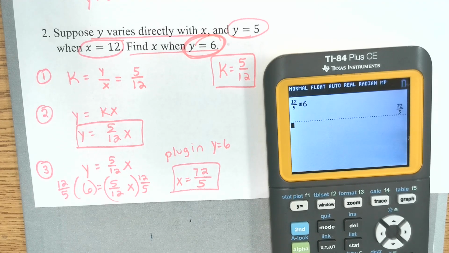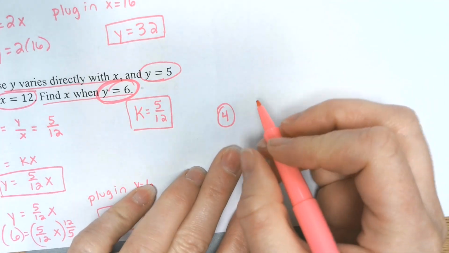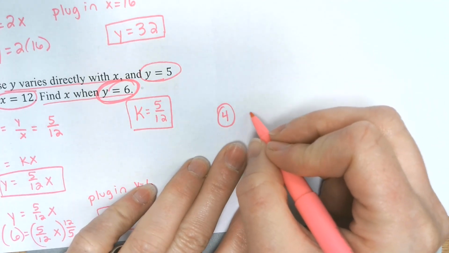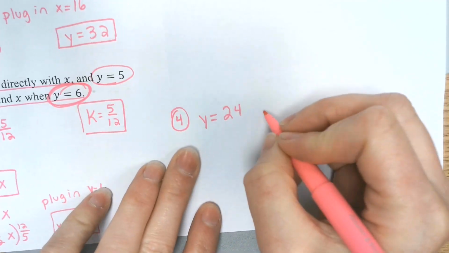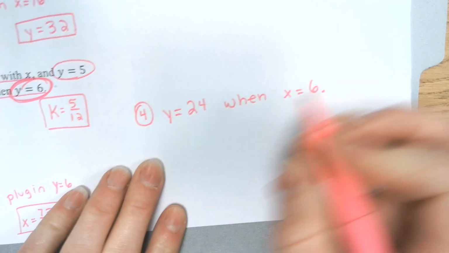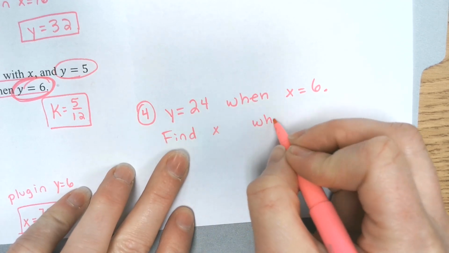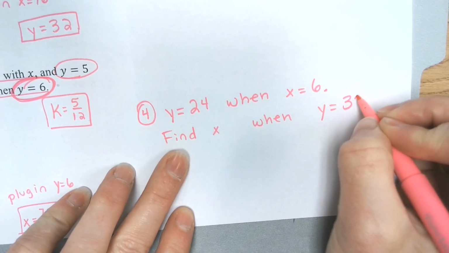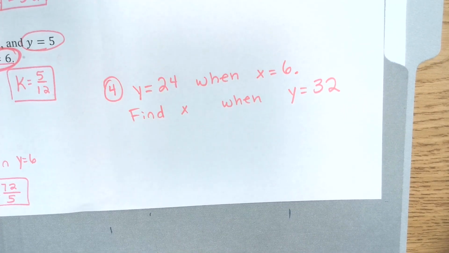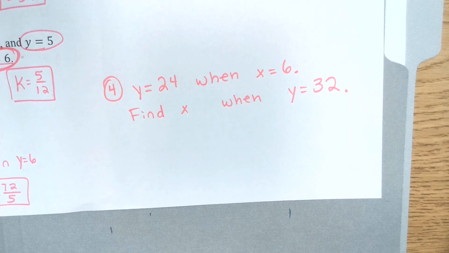Okay, we're going to do another example. So I'm just going to write it over here. Example 4. Okay, we're going to say y equals 24 when x equals 6. Find x when y equals 32. Y equals 24 when x equals 6. Find x when y equals 32.